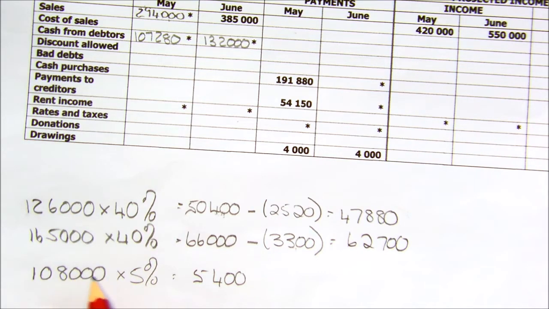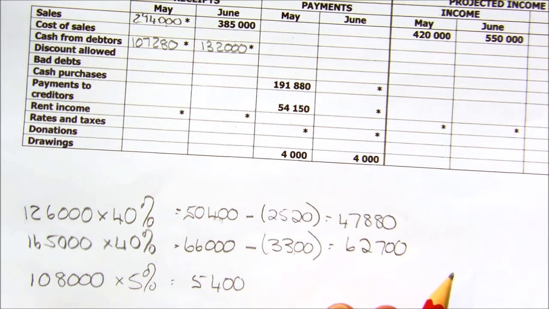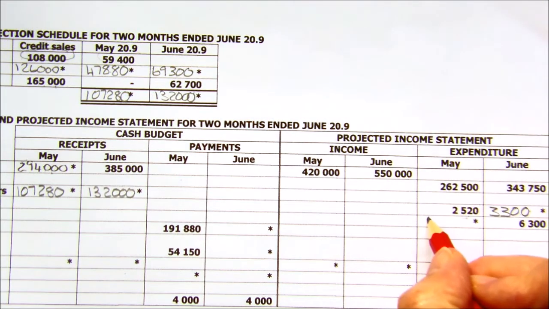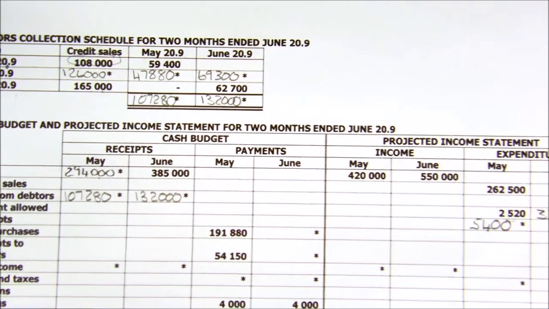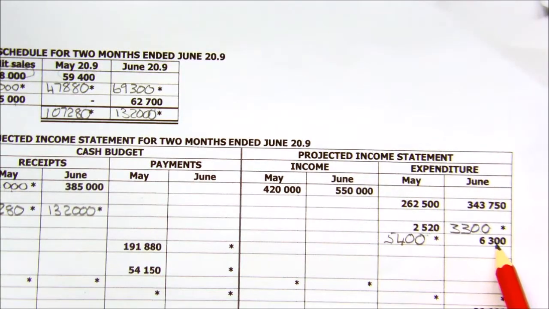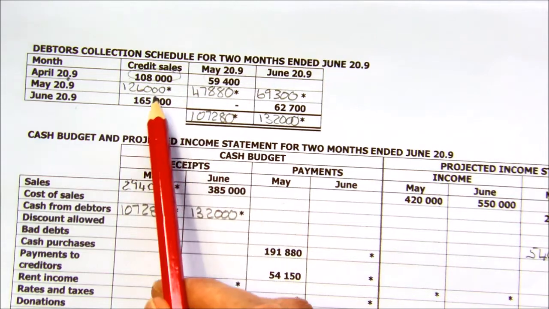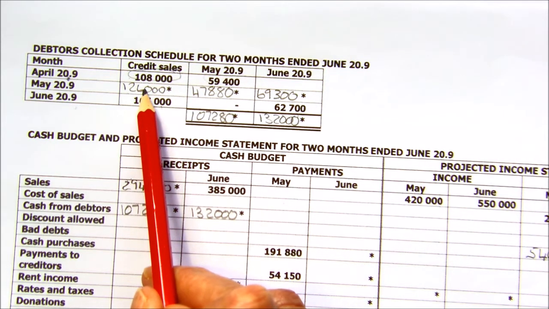108,000 was your April figure. 5% of that, 5,400, will be your bad debt. The 6,300 that they filled in is the 5% of May's figure.